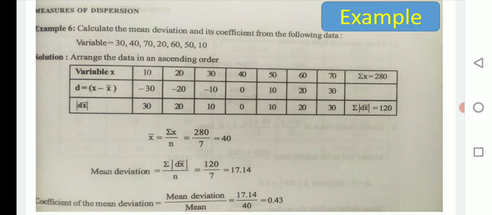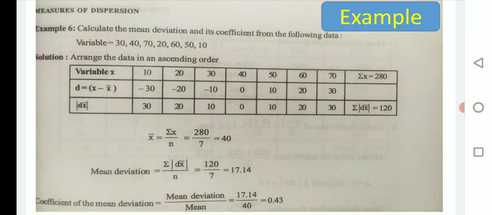Then we have to sum up these observations, add each observation and make the total, and it is summation x, that is 280. Then next we have to find d, that is x minus x bar. Before that we have to find out the mean, and the mean for this series is 280 upon 7, which is equal to 40. So x bar is 40. Then you just subtract the mean from each individual observation, and you will get the second column, that is d.